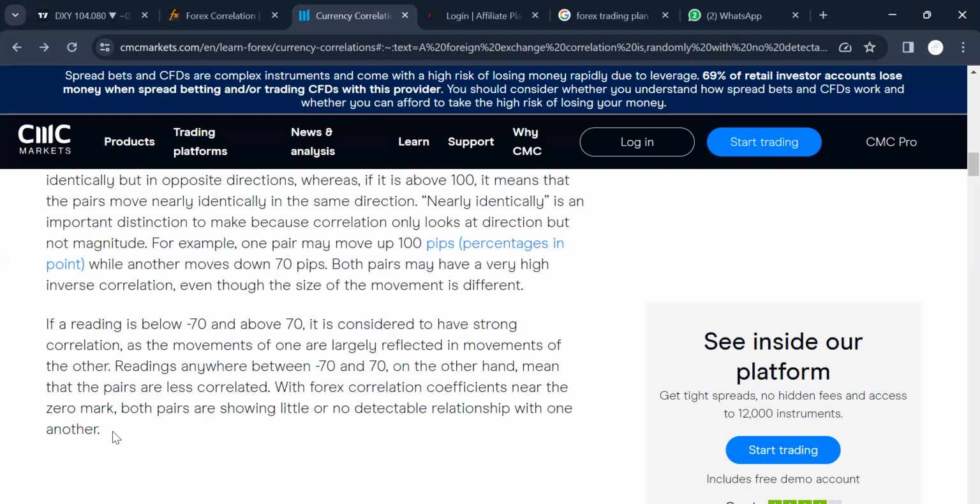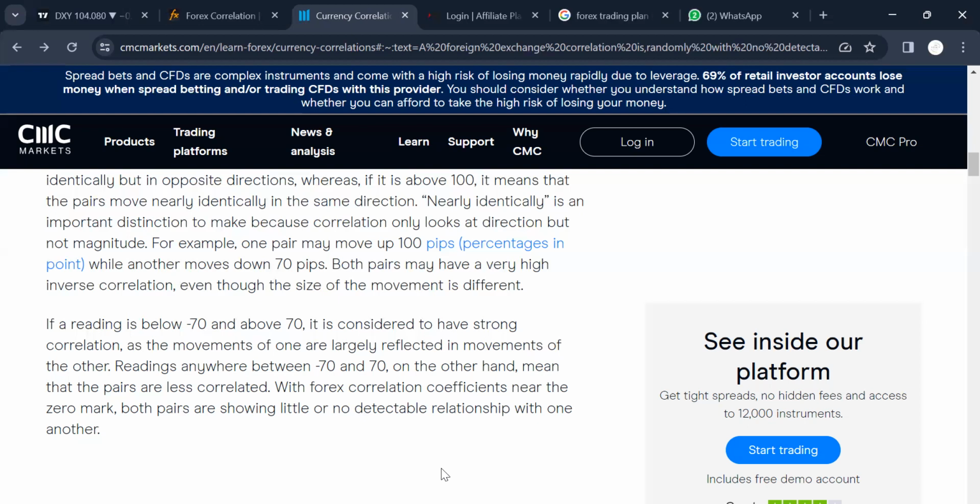Now, if a reading is below -70 or above positive 70, that's the range that we are talking about. It is considered to have a strong correlation. You understand? So these are the values that we are going to be checking. Sometimes it may be just below 70, or -70, but it still will give you the edge to trade. But we are looking at the 70s, whatever. So that is it. It is considered to have a strong correlation, as the movement of one is largely reflected in the movement of the other.